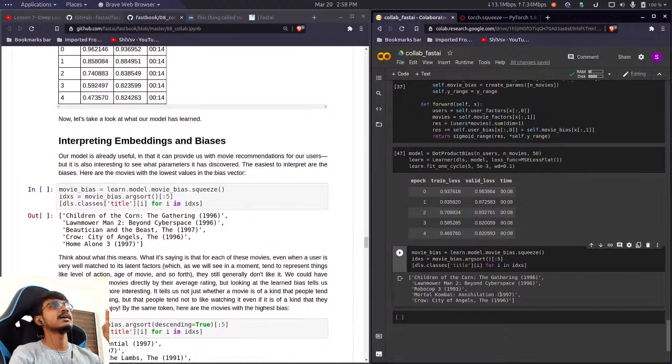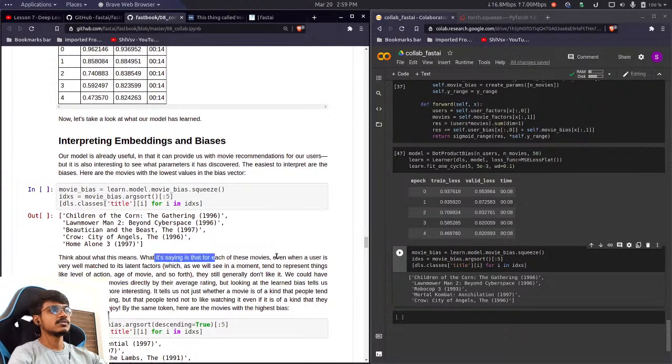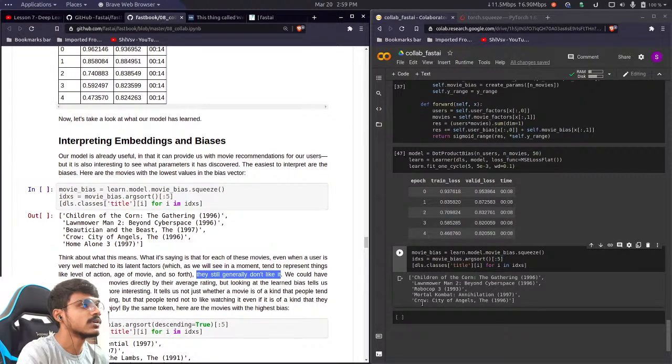That means regardless of the kind of latent factors that these movies contain, these movies are the ones which tend to get reviewed as the worst, regardless of the latent factors, right? So what it's saying is that even when a user is very well matched to its latent factors, which, as we will see in a moment, tend to represent things like level of action, age of movie, and so on, they still generally don't like it. These are the worst movies.